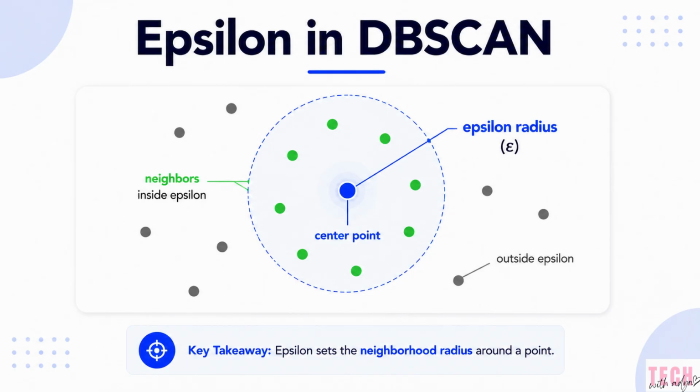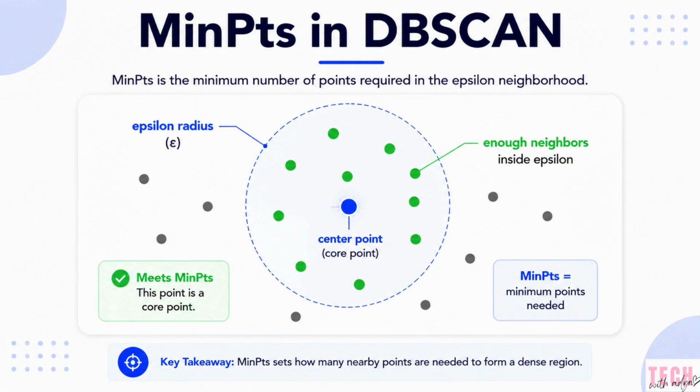To decide what counts as close, DBSCAN uses a setting called epsilon. You can think of epsilon as a small circle around a point. If another point is inside that circle, it counts as a nearby neighbor. But being close to just one point is not enough to form a cluster. DBSCAN also needs a minimum number of neighbors.